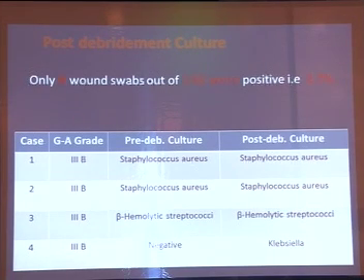148 post-debridement cultures were also taken, and out of these only 4 came as positive. On 3 occasions, the organism which was grown in the pre-debridement culture was present. On 1 occasion the pre-debridement culture was negative and the post-debridement culture showed the growth of Klebsiella.